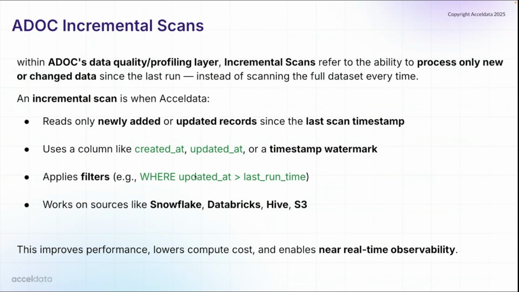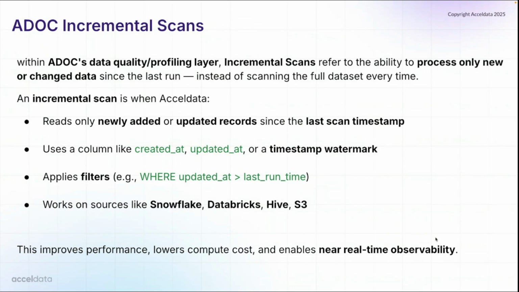This also works not only on timestamp. You can also use it on an ID column, where you can run the incremental scan based on IDs and scan only the IDs after the initial offset that we provide. We will discuss each of these strategies in the upcoming slides. These incremental scans work on certain data sources like Snowflake, Databricks, Hive, S3, etc. We'll discuss it further.